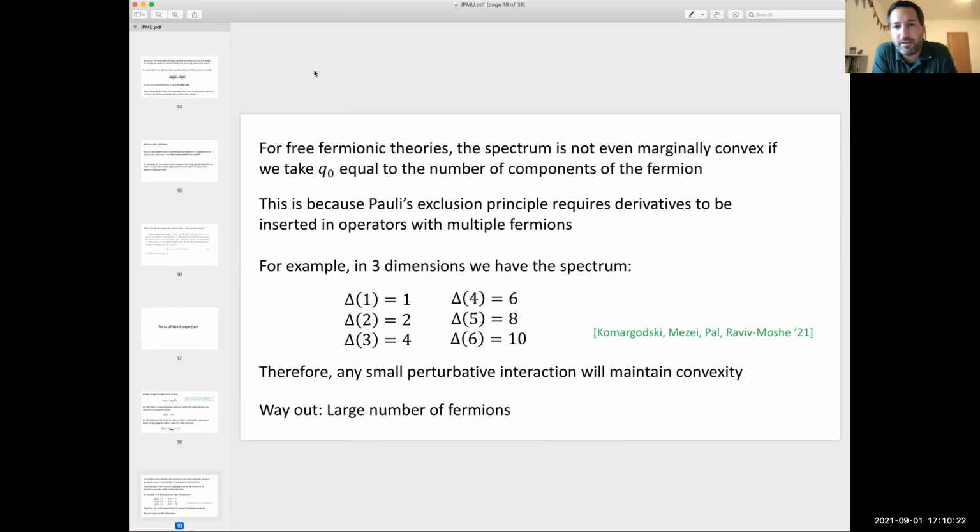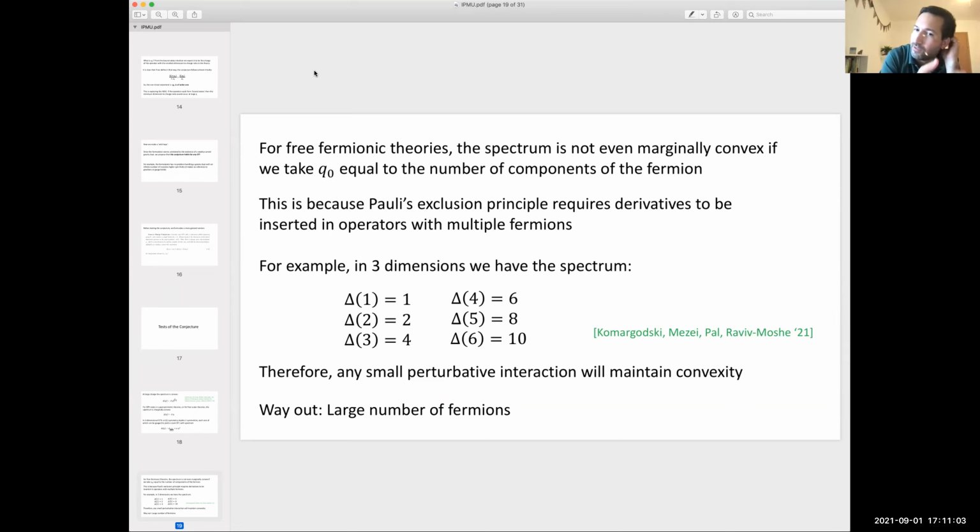What about free fermionic theories? Then it's actually quite nice because the spectrum is then not even marginally convex, unlike for the scalar theories where it was marginally convex. At least if we take Q0 to be equal to the number of components of the fermion, which is obviously some order 1 number. And this is because of Pauli's exclusion principle, which requires derivatives to be inserted into operators. If you try to build up the charge, you put in more and more of these fermions, then you need to put in derivatives because you can't put 2 powers of the same Grassmannian variable in. And if you put in derivatives, you increase the mass, but you keep the charge the same. So you work in more and more towards convexity when you put derivatives in.